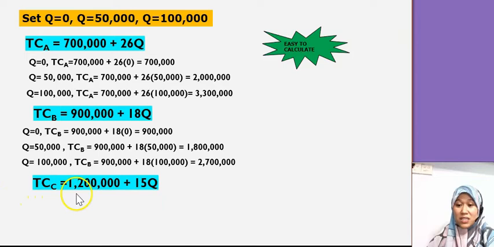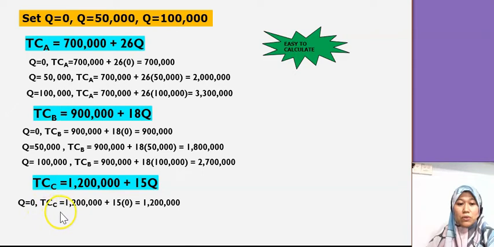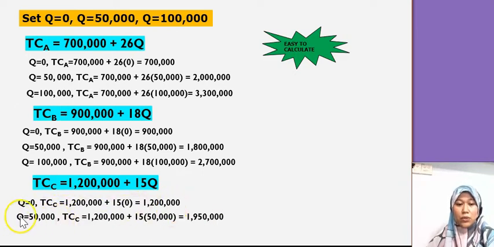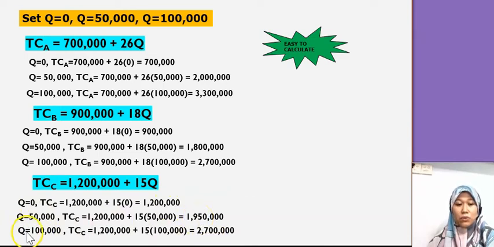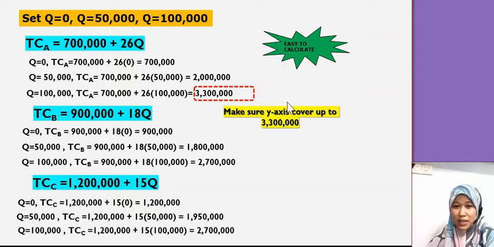Okay, and then do for TCC. So there are 9 points I have to find. When Q is 0, TCC is 1.2 million. When Q is 50,000, 1.95 million. And if Q is 100K, we get TC of 2.7 million. Okay, now to know the maximum scale for the TC axis, the maximum here is 3.3 million. So on my graph on the TC axis, I will put at least 3.5 million, because it is easier. Make sure it covers 3.3 million.